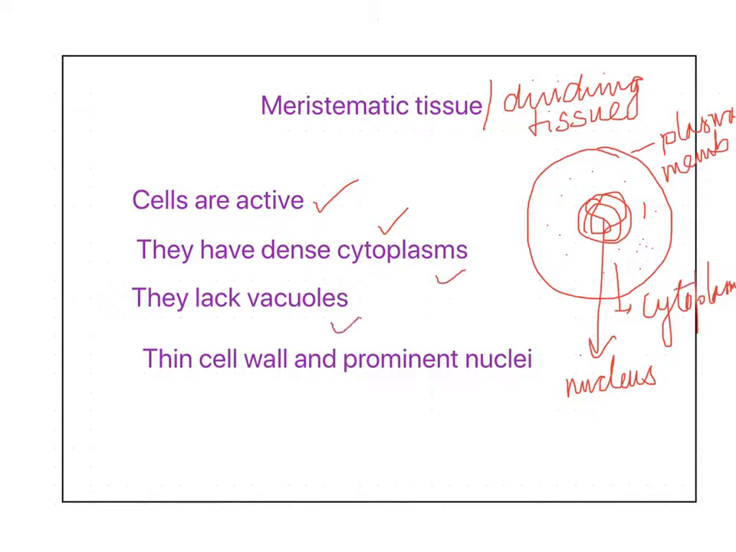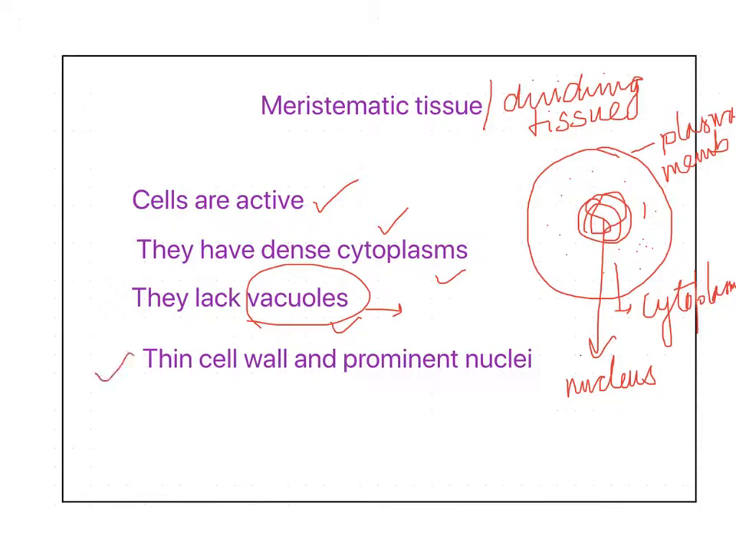And these cells do not have any vacuoles. We know the function of vacuoles: they are meant for storage of food. But here there are no vacuoles because these cells are continuously dividing and continuously using energy. So they do not have extra energy which can be stored.